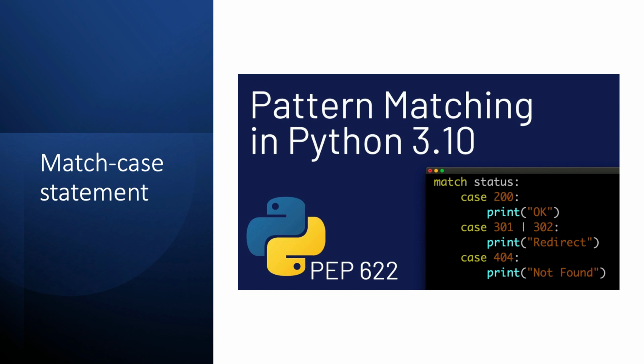And match case is particularly useful in various real-world applications. For instance, it can handle different types of HTTP status codes, as shown in our example. It's also great for parsing and processing structured data like JSON and XML, and for implementing state machines or decision trees. So we can say that the match case statement is a significant addition to Python, making our code more readable and our logic more expressive.